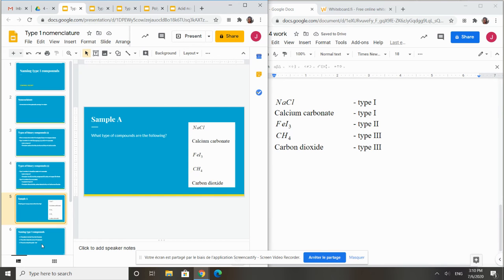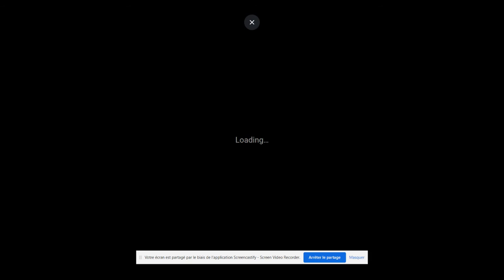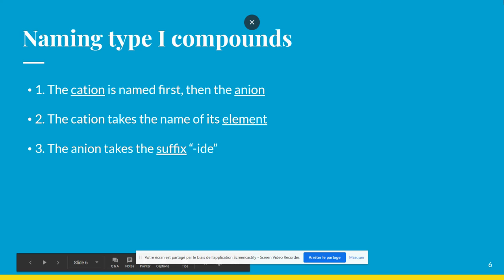Now let's get into naming type 1 compounds. So when you're naming a type 1 compound, always remember the example sodium chloride. The cation is named first, hence sodium, and then the anion, chloride. The cation, we don't have to change anything, just sodium. But for the anion, you change the suffix to IDE. So instead of sodium chlorine, we have sodium chloride.